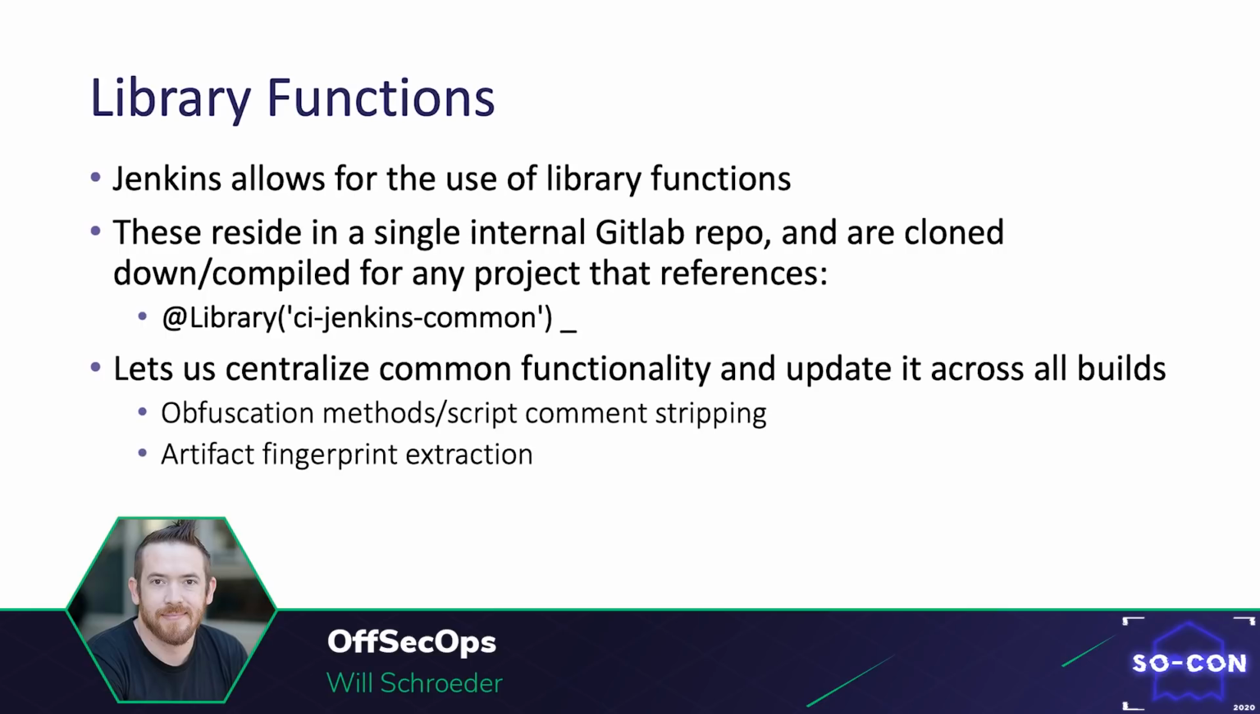Also, obviously things like script comment stripping for PowerShell, artifact fingerprint extraction like we mentioned before, SRDI conversion, basically anything that we want to do more than once in any kind of repo for the offensive build pipeline stuff will tend to pull out to a common library function. This is one thing that Jenkins does really nicely versus some of the other approaches, I think, personal opinion.